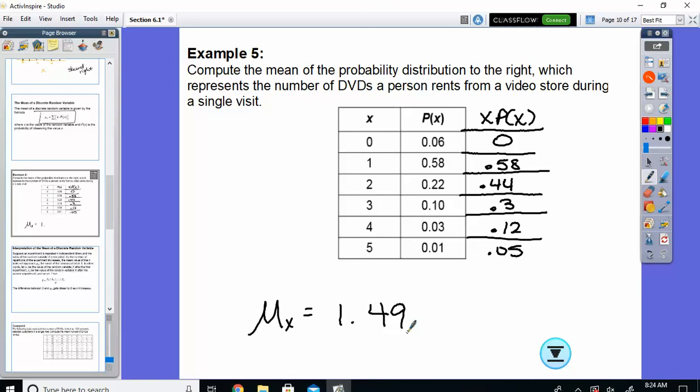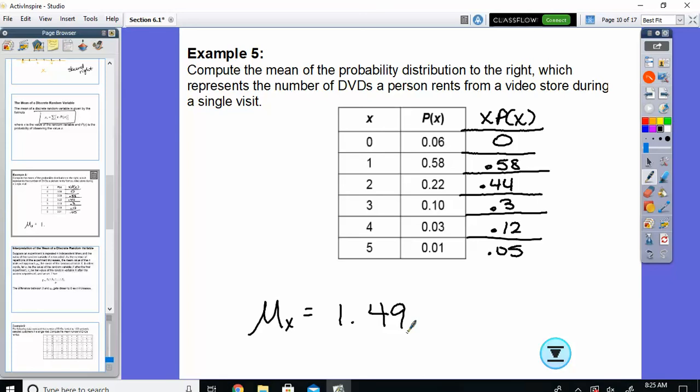Okay. So the mean calculation is not too difficult here. You just multiply and add. So does that mean that if I go to a video store, everybody is renting 1.49 videos? No, that's the average. Now, if I go to a video store and they only had 6 customers that day, does that mean if they found their average, it would come out to be exactly this?